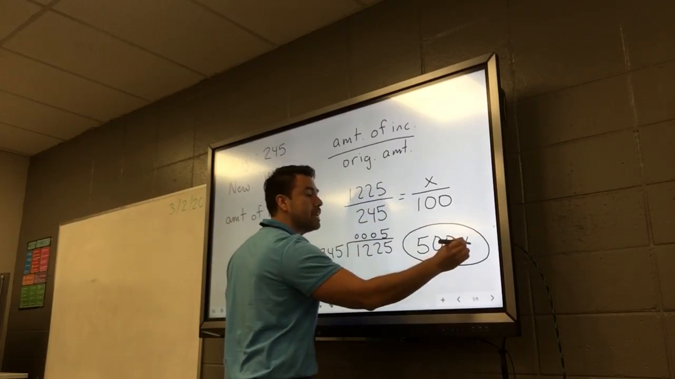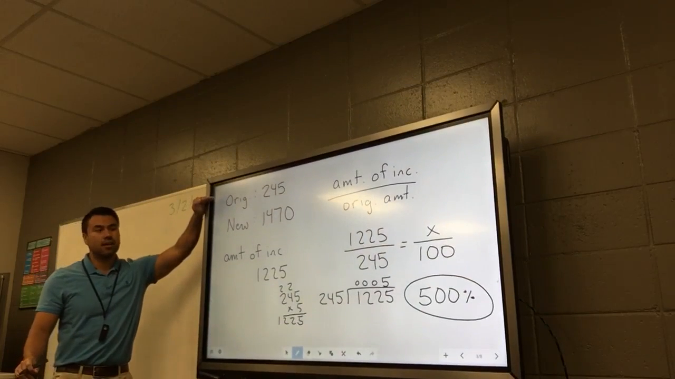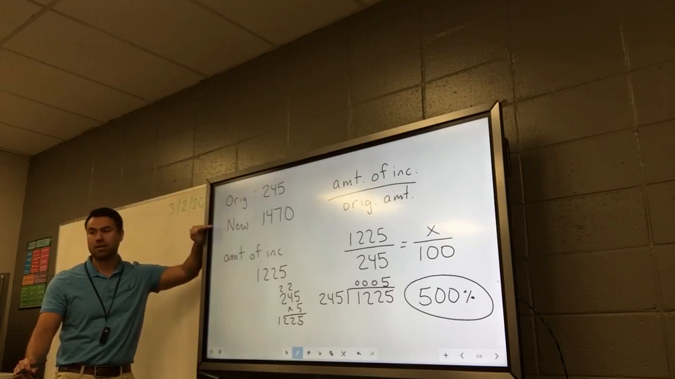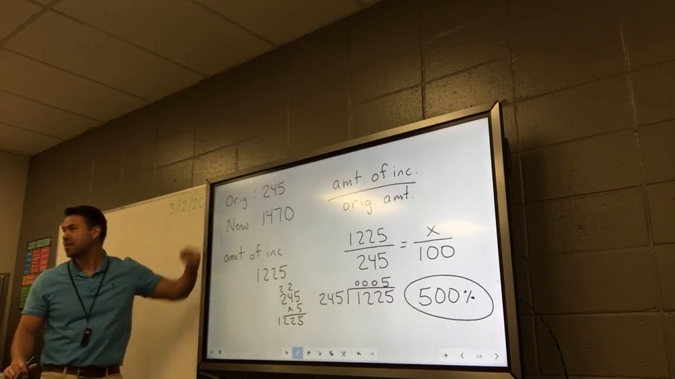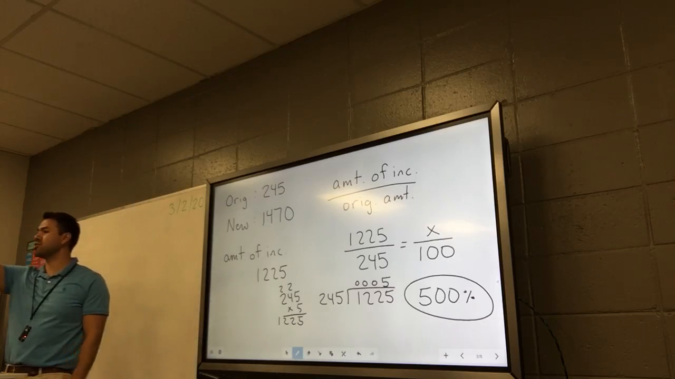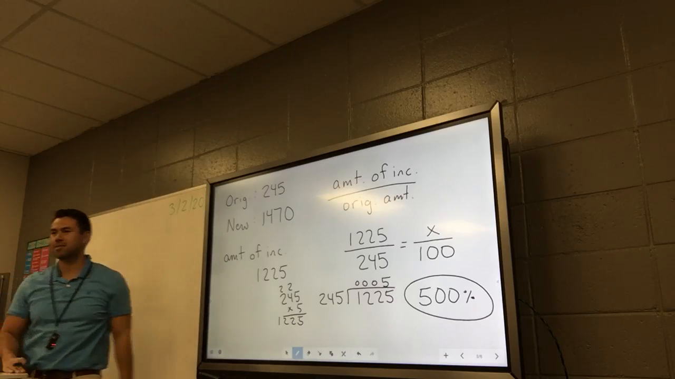Okay, what this means, guys, is that the original amount went up 500%, went up 5 times to get to the new amount. So that's a big increase, isn't it? 500% increase. That's huge. Does that clarify your estimations, guys? You're kind of like, oh, oops, you flipped it around. That happens. I got 500%.